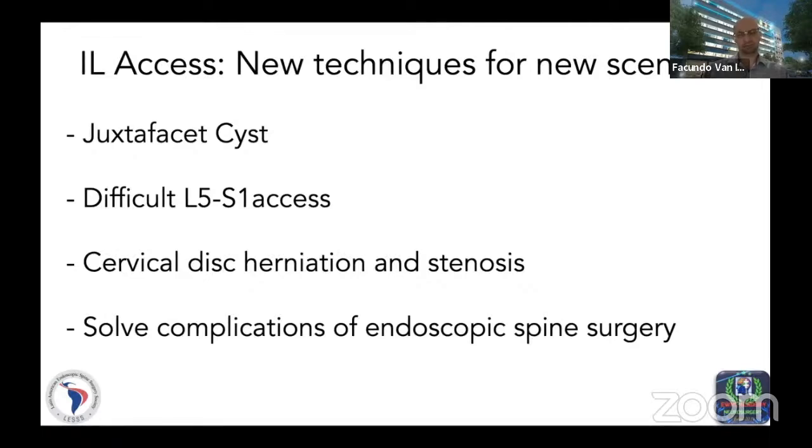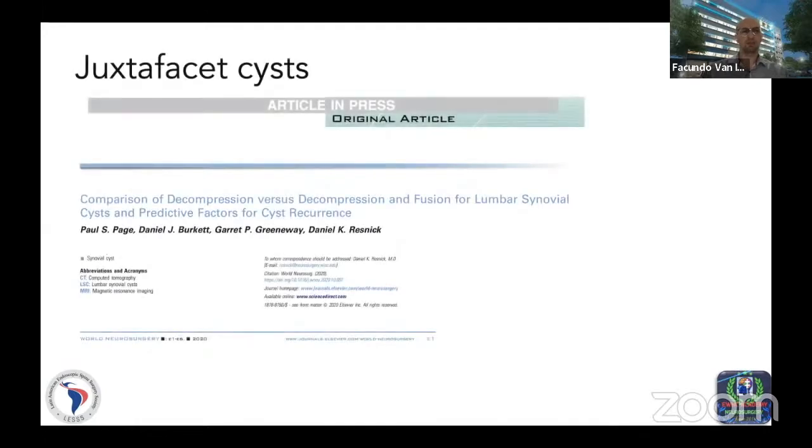We started to do what I think are expanded indications for interlaminar access, such as the juxtafacet cyst. I like this term because it puts together synovial cyst, ligamentum flavum cyst, and ganglion cyst. The discussion about this kind of cyst was that there's a wide variety of treatment available, and we started to see in the publications that fusion is only necessary when you have a previous instability.